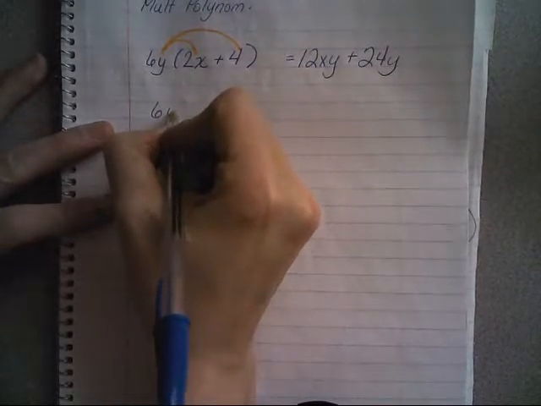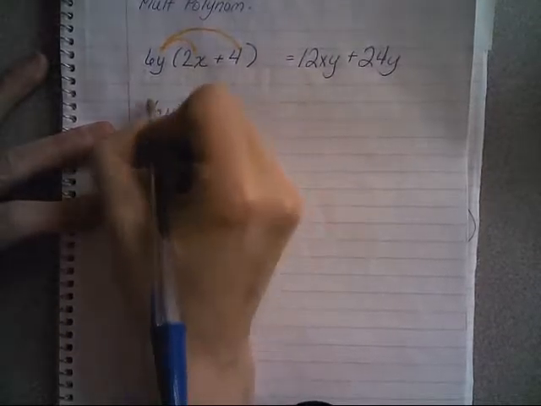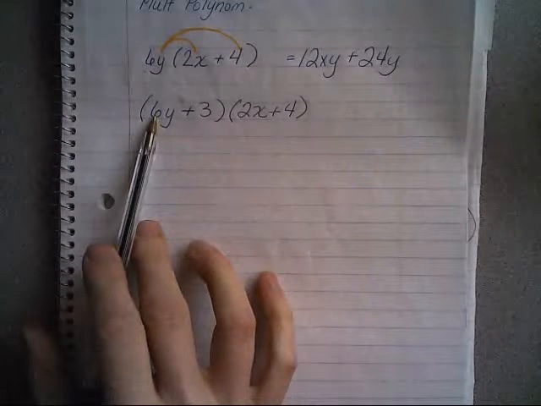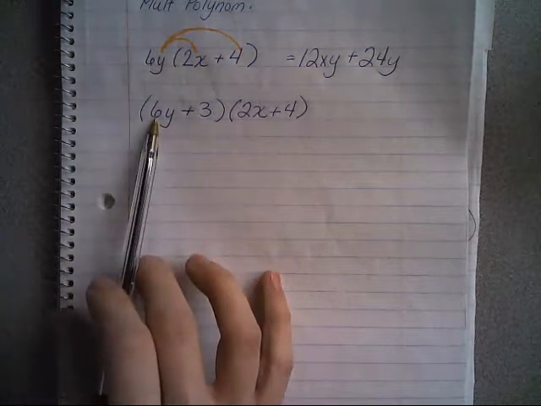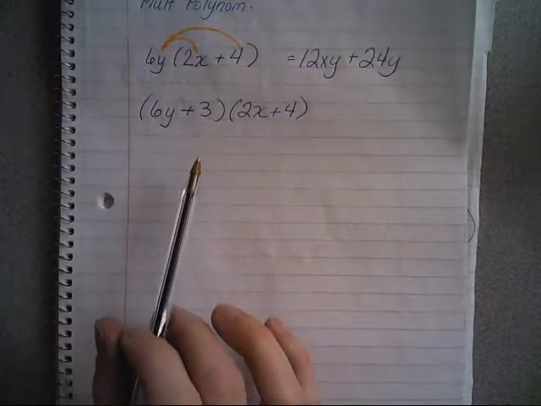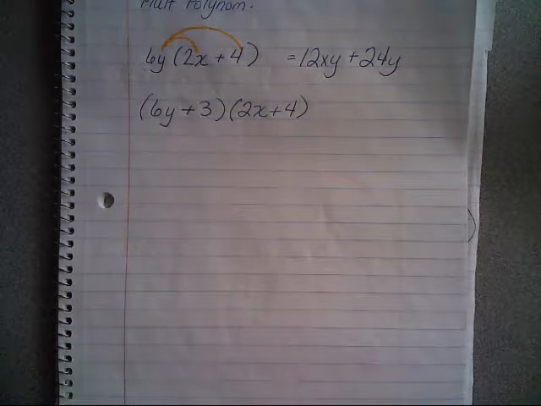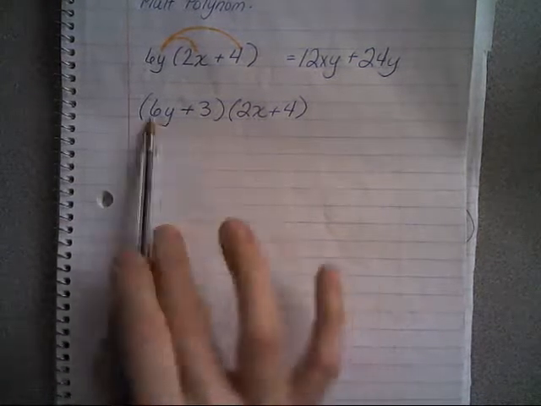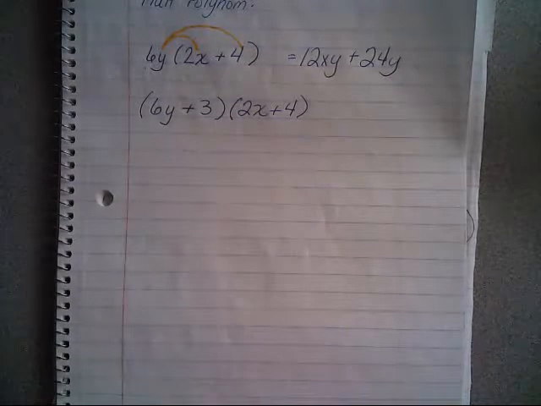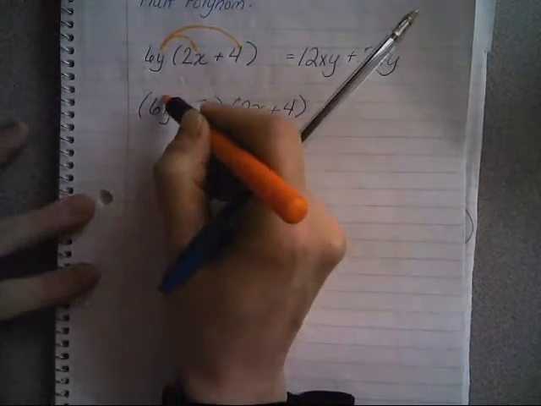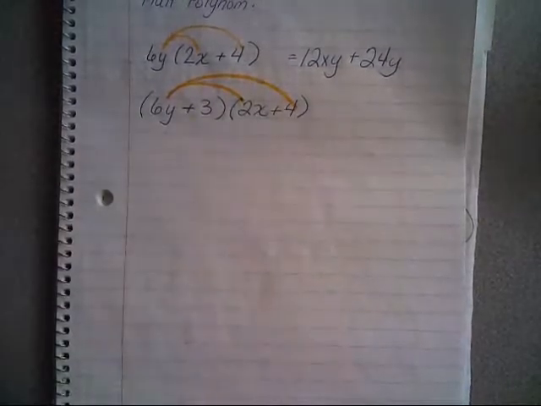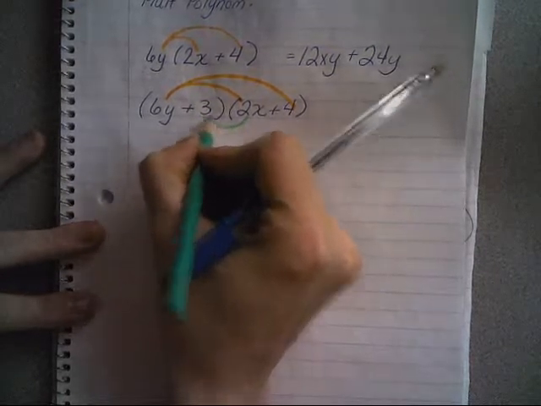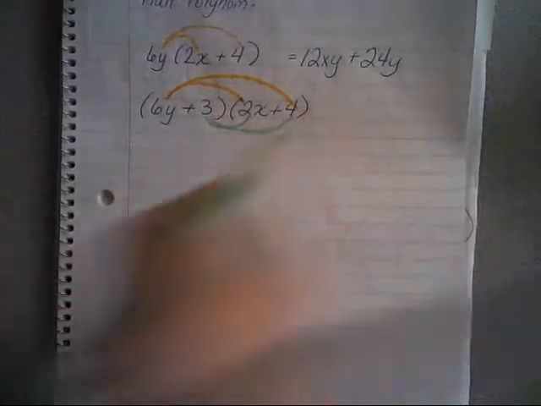And let's just say I make it 6y plus 3 multiplied by 2x plus 4. Notice that it's the same 6y, but now it's 6y plus 3, right? In order to get this correct, I must multiply everything here by everything here. In other words, the 6y has to get multiplied by both of those pieces, and the 3 has to get multiplied by both of those pieces.